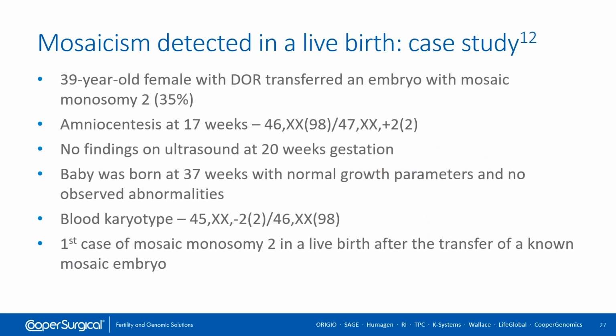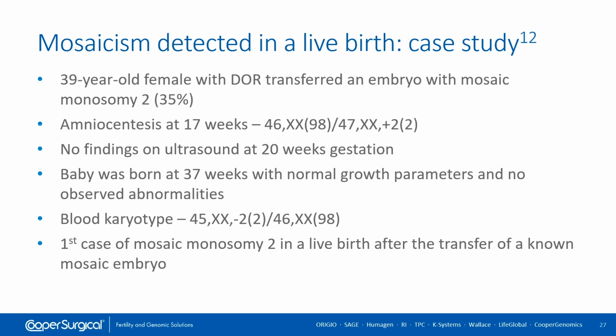I wanted to just take a minute to discuss this case study that was published in early 2020 about mosaicism that was detected in a live birth. So the patient was a 39-year-old female with diminished ovarian reserve who transferred an embryo with mosaic monosomy 2 that was observed in about 35% of the sample. She underwent amniocentesis at 17 weeks, which showed mosaic trisomy 2 in 2 out of 100 cells tested. The amnio findings were observed in 2 separate culture flasks, and FISH also confirmed the presence of mosaicism.